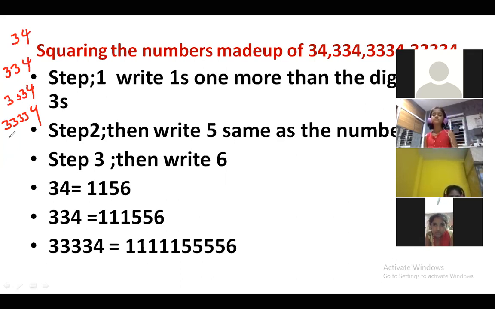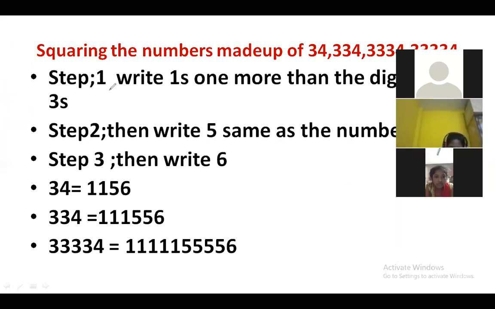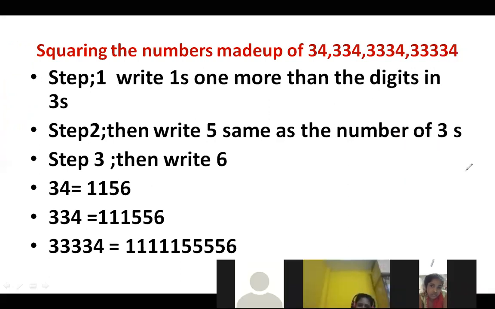Okay, now how to find the squares of this kind of numbers? All 3s, but in the ones place 4. So here, what is the first step? Write ones, one more than the digits 3. Write ones.